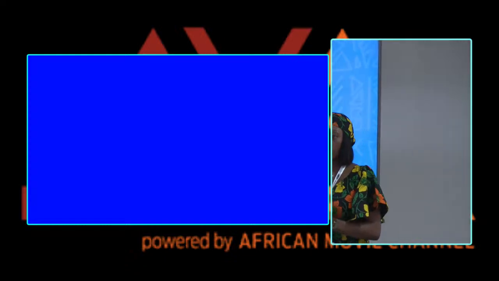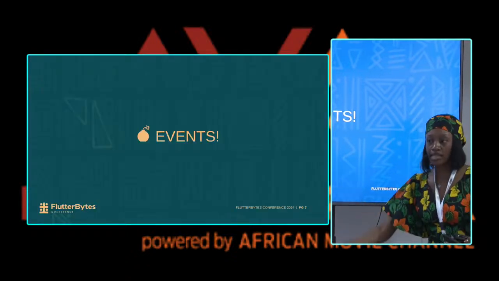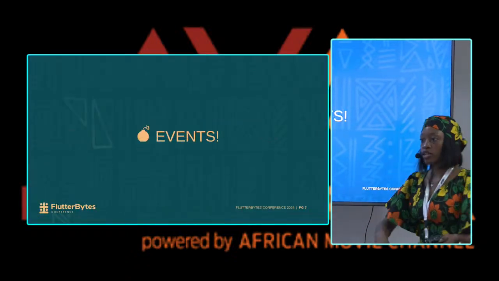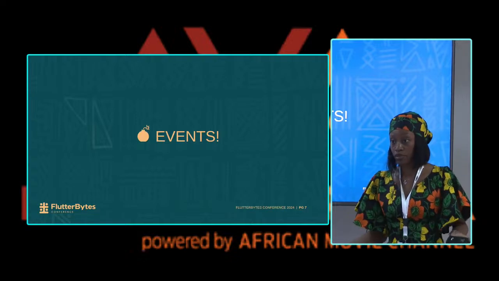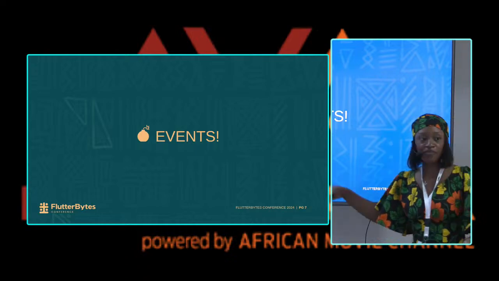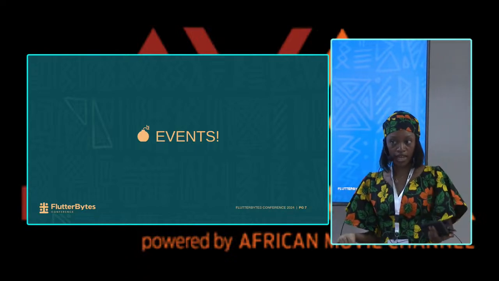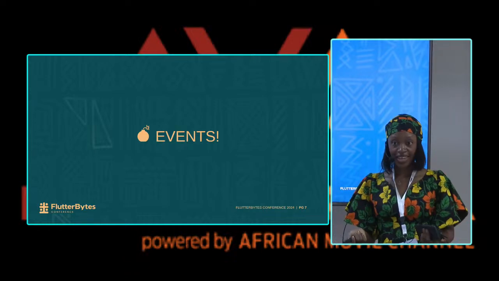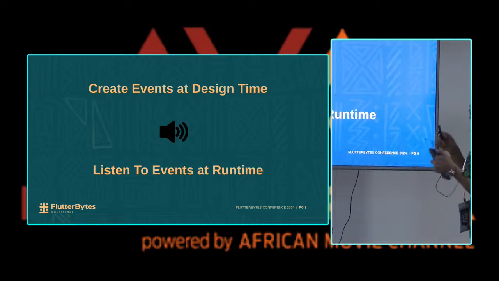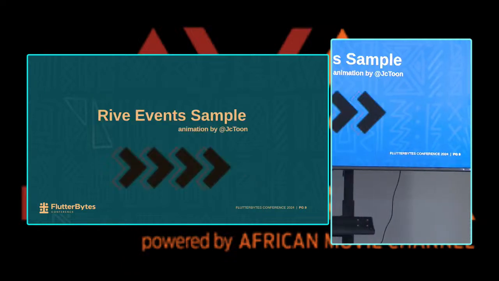What happens with events is that, say the animation can have 5 different states. At the 3rd state, you want to show some code, or open a URL, or change the color of the background. You want something to happen. You can add that event during design time, and then listen to that event at runtime. Do we get? Are we together? If you're together, say yes. Okay, so you create those events at design time and listen to them at runtime.